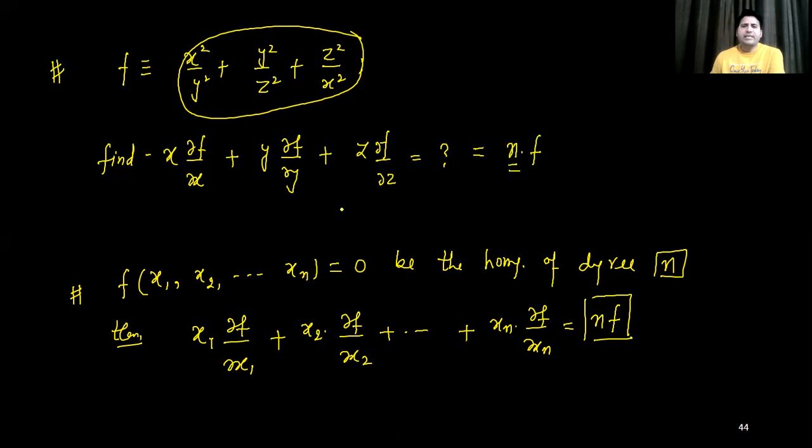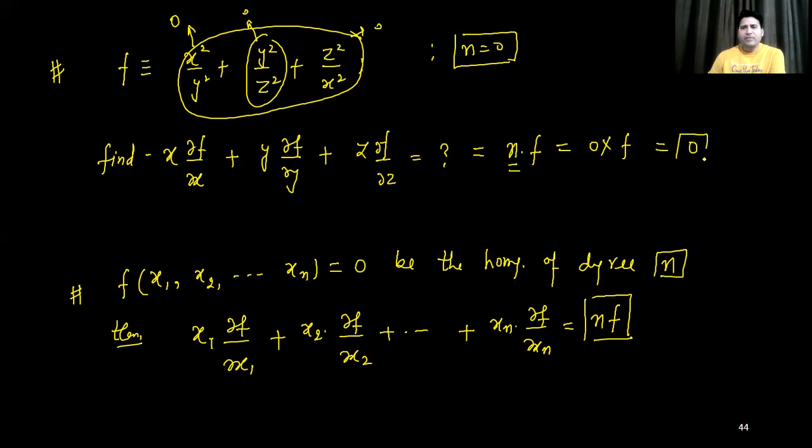Now I need to find the value of n. What is the degree of first term? Numerator minus denominator, 2 minus 2, 0. The degree of this term is how much? 0, because each and every term is having degree 0. It is also a homogeneous function. So 0 times f, that is the result is how much? 0.